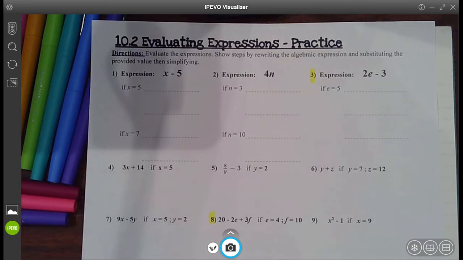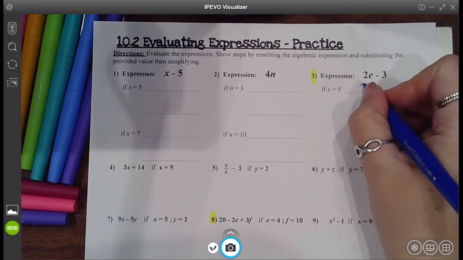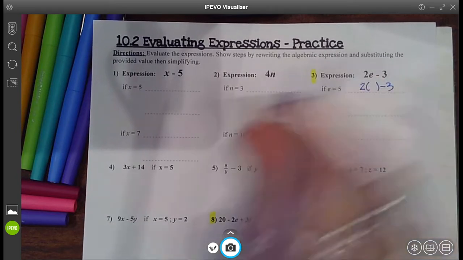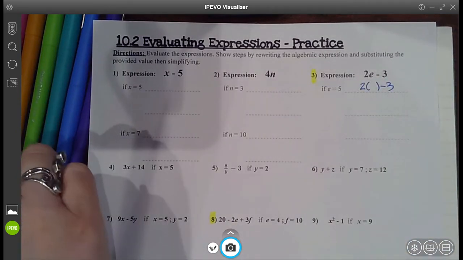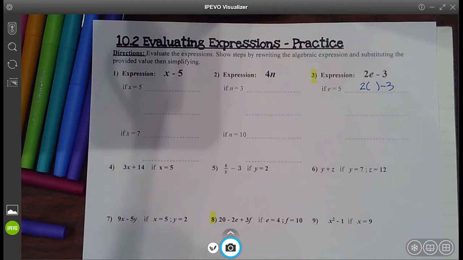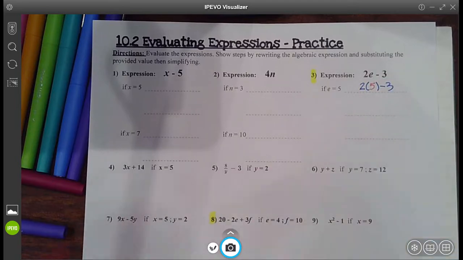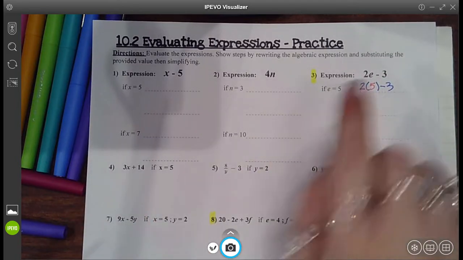So first off, let's go ahead and rewrite the expression, except instead of that e, I'm going to replace it with what I know e is equal to. I know that e is equal to 5. So I'm going to replace the e with a 5. Other than that, the expression looks identical.